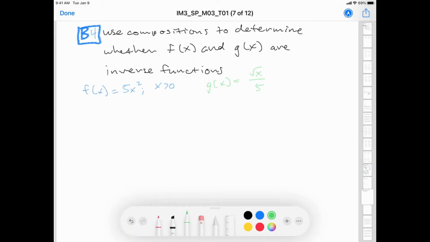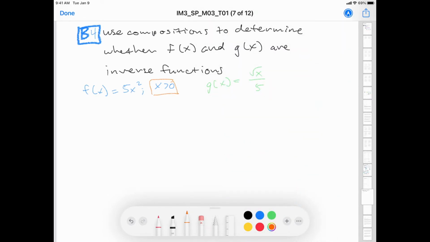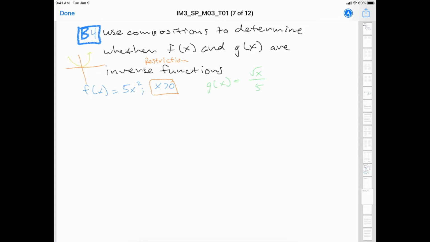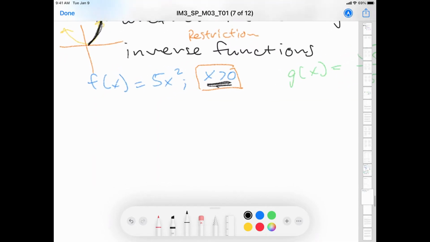Alright, B4, use compositions to determine whether f of x and g of x are inverse functions. Okay, this problem's a little bit different because it has this part here, and this is just called a restriction. Basically, if you think about it on the graph, this is 5x squared, a power function, and then they're telling you based off this restriction, the graph is only in this direction, right there. That's what it means. So when you use the compositions, you kind of need that restriction. But for our purposes, we can just do the problem.